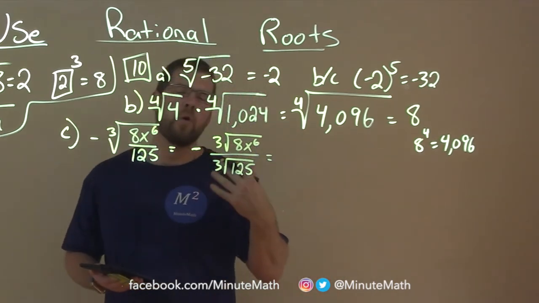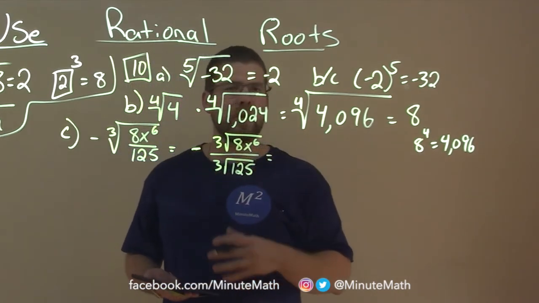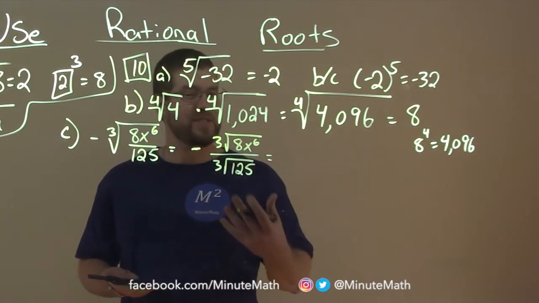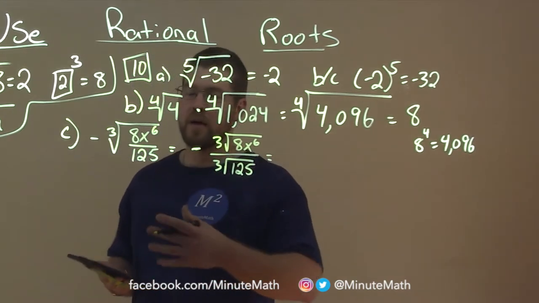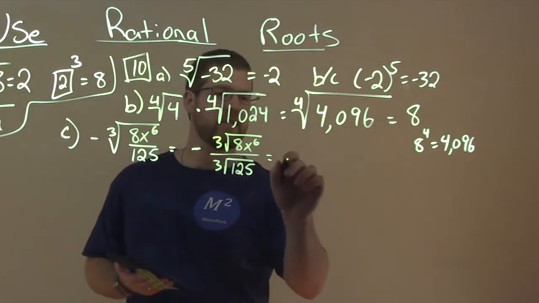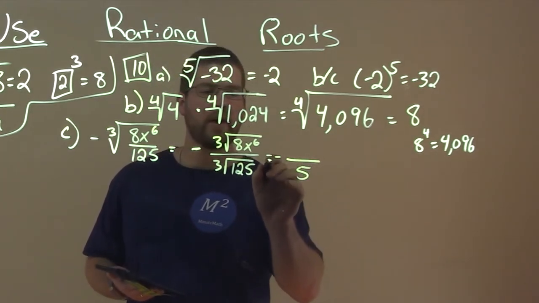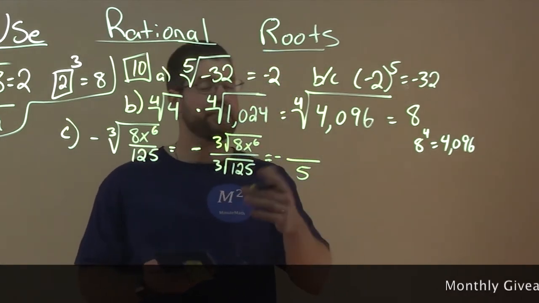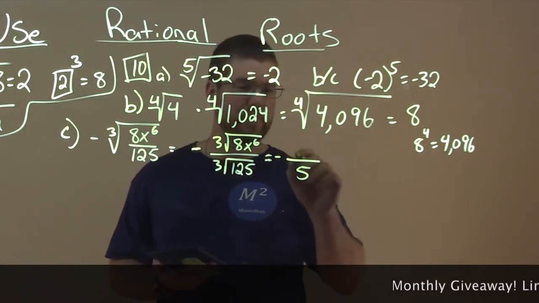And as you get more familiar with practicing these, you start recognizing some numbers here. Third root of 125 is just 5. 5 times 5 is 25, times 5, 125. So we have 5 in the denominator. Don't forget that negative. And the numerator here, we have the third root of 8. The third root of 8 we already found was 2, right?